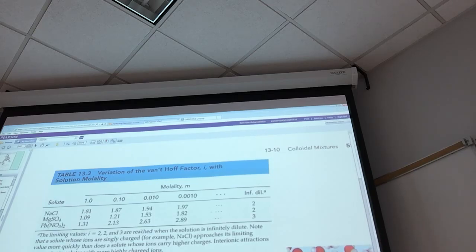And so the higher the concentration, the greater the population of ions, so the more likely you're going to form ion pairs, right? The higher the concentration. And the higher the charge, the stronger the attraction, according to Coulomb's law. This is back in chapter 1. Okay, so ion pair formation causes deviations from ideal behavior.